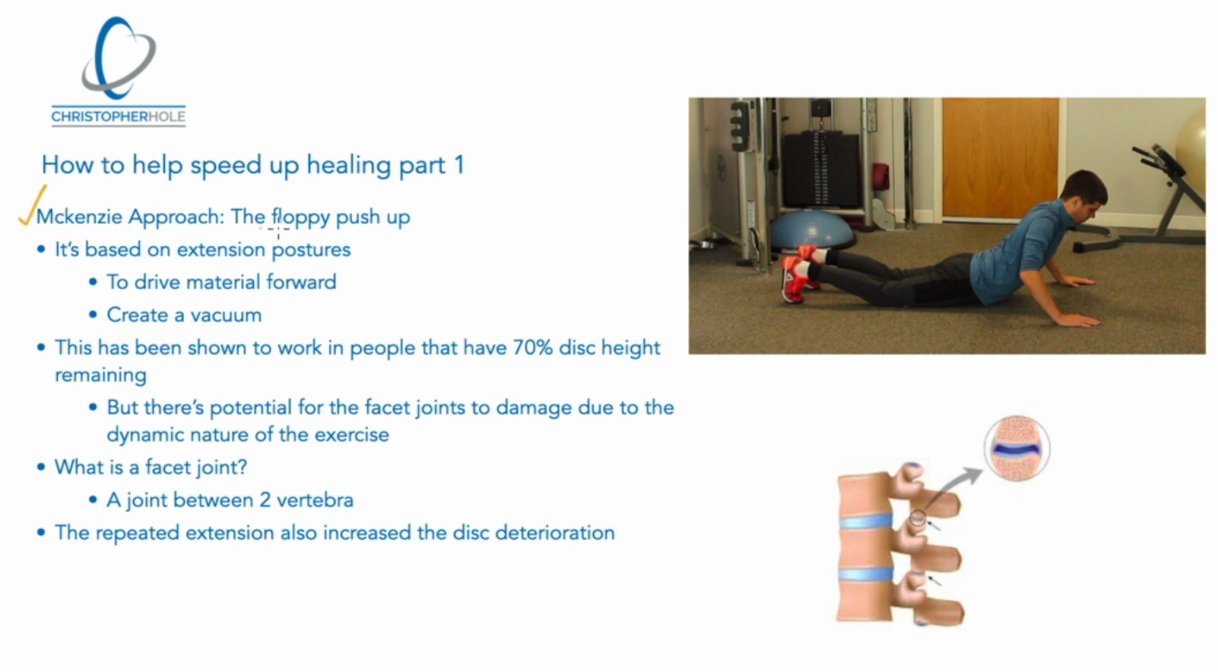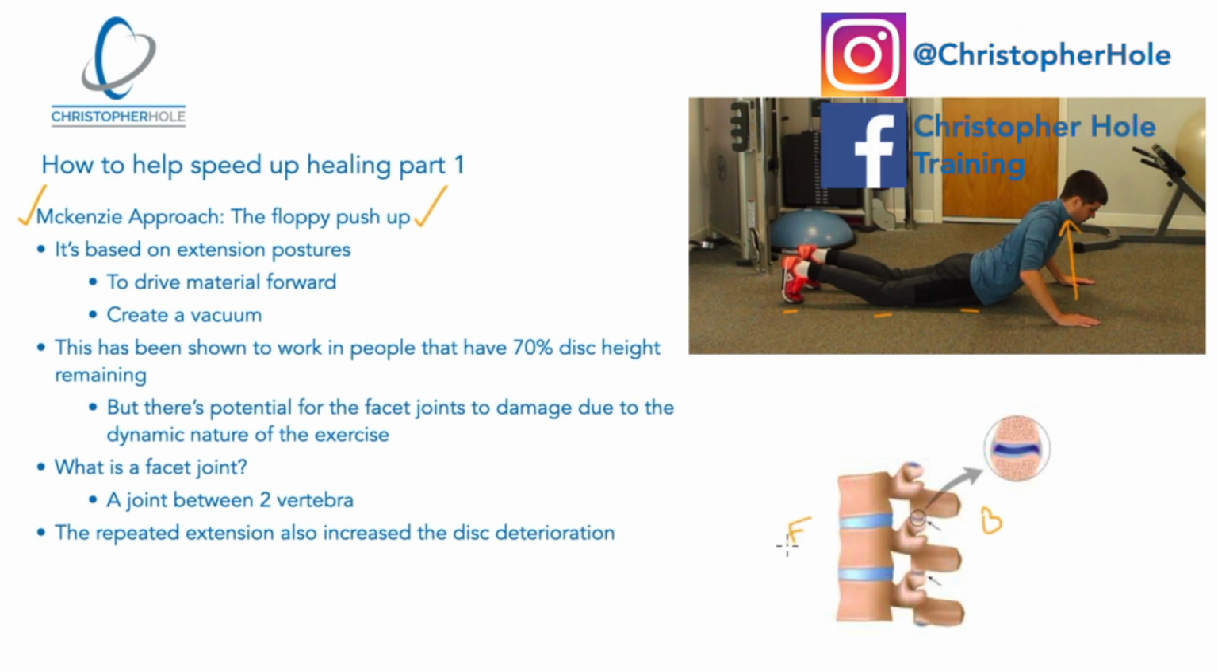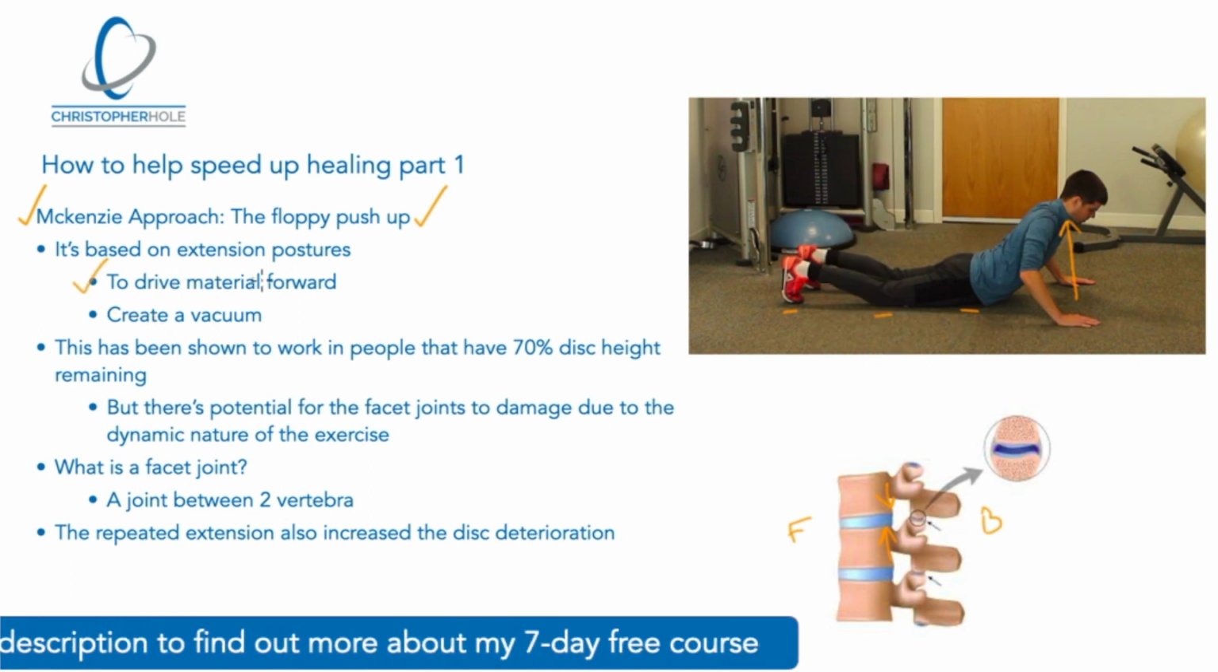The normal approach that you might be told to do is what's called a McKenzie approach, or McKenzie method, and it's known as the floppy push-up. The floppy push-up is essentially, you can see me in this diagram here. I've got my hips on the floor, knees on the floor, feet on the floor, and then what I'm doing with my hands is lifting my chest up off the floor, which is in some respects extending the spine. This is the back of my spine, this is the front of my spine, so I'm causing the back of my spine to be compressed together, which, as it says here, will in some respects drive material forward.